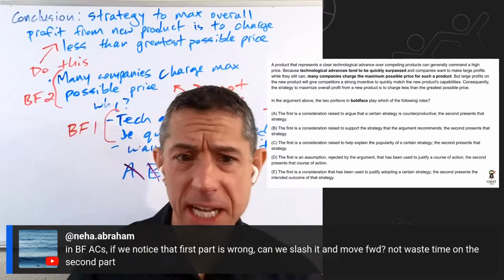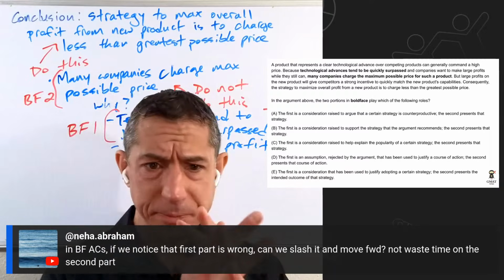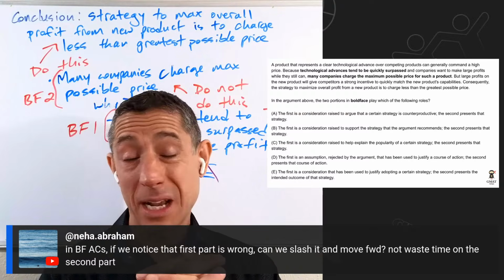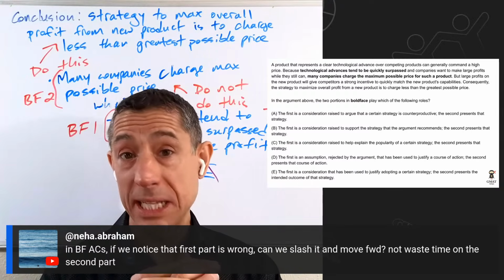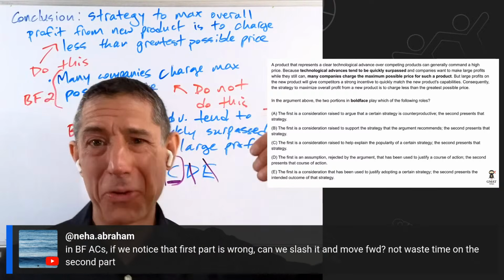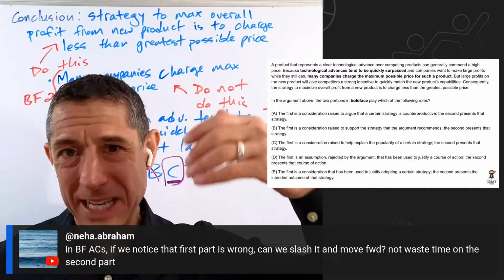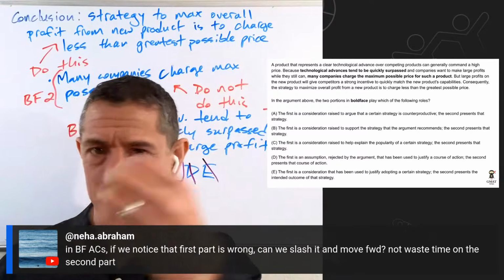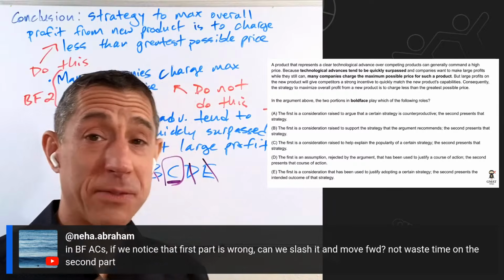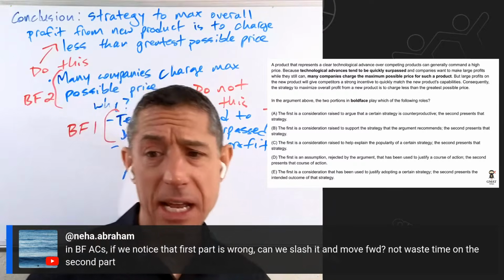Yeah, this is a really good question. Related to timing as well. So if you notice the first part is wrong, can you slash it and move forward, not waste time on the second part? I'm okay with that. Yeah, as long as you're completely confident that it's wrong based on the first part. For the sake of the video, I'm going through all of it just because if there's something in there that somebody's struggling with, I want to make sure you see it. But in practice, as long as you're totally sure about that first part, yeah, go ahead. I think that's totally fine.